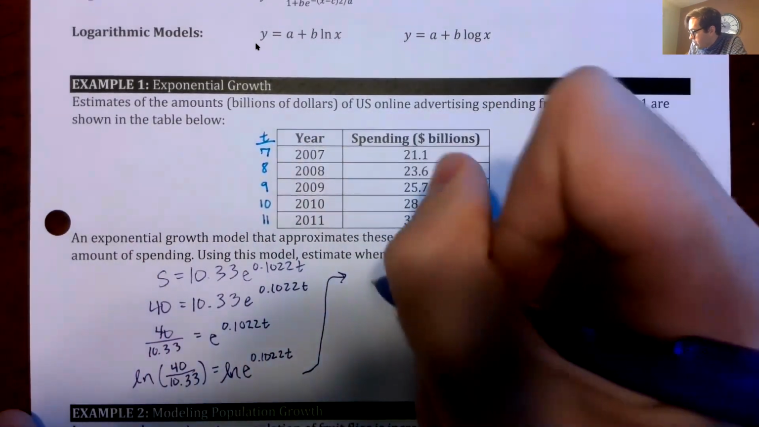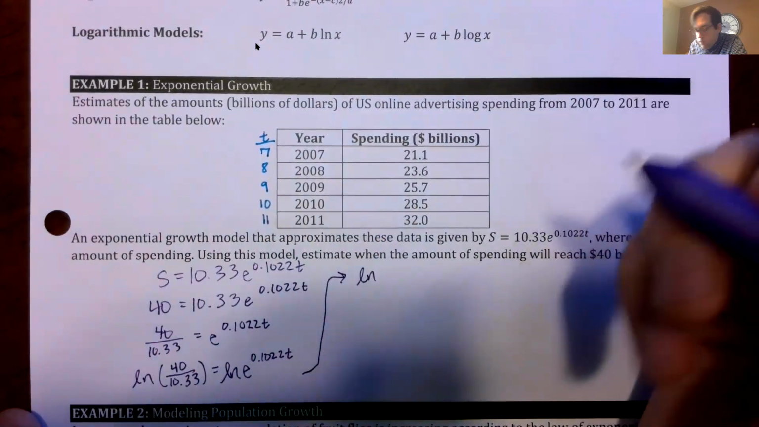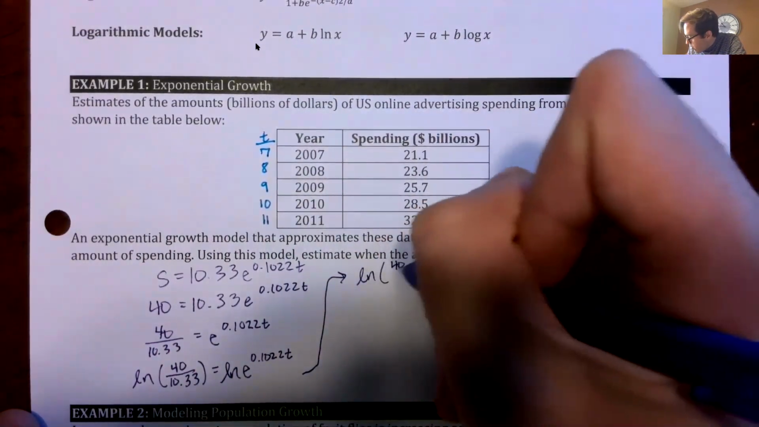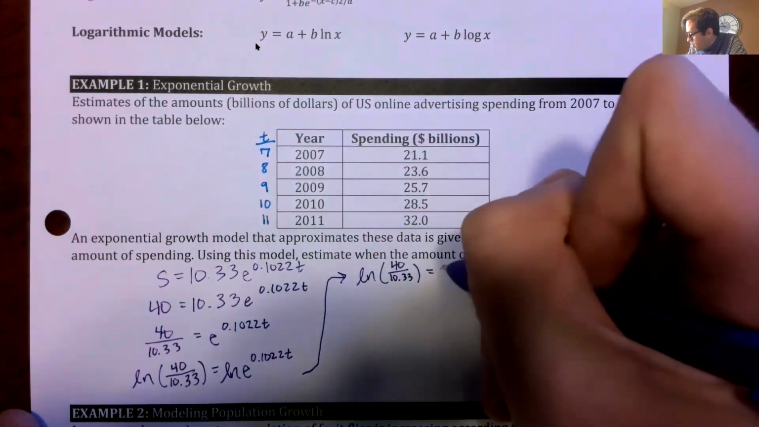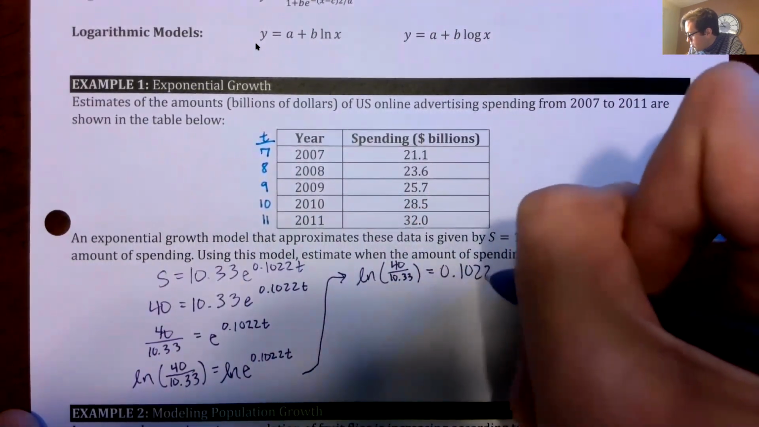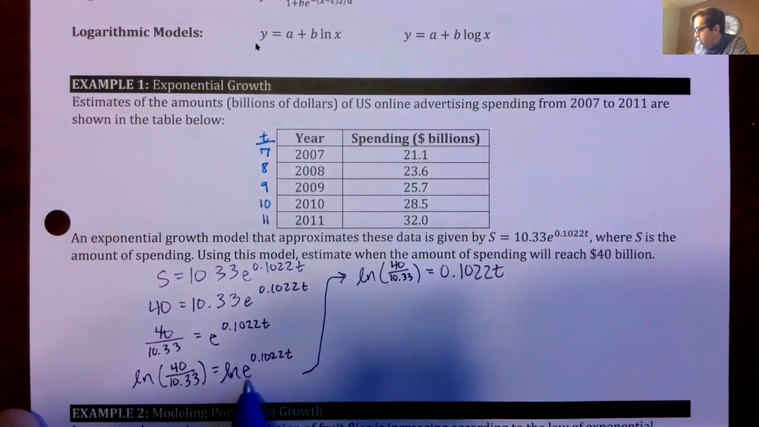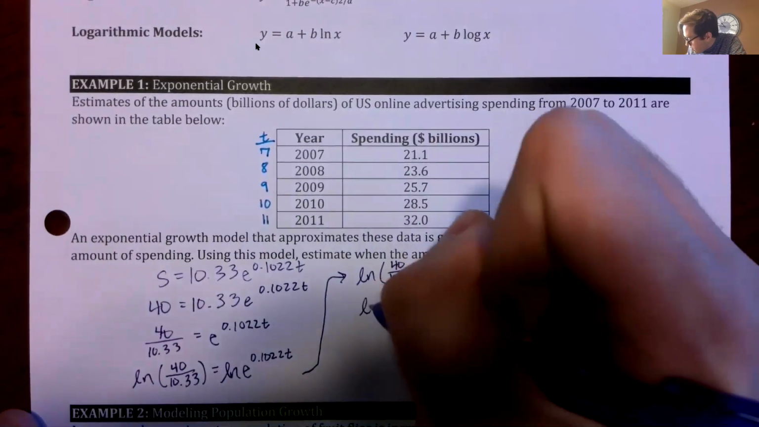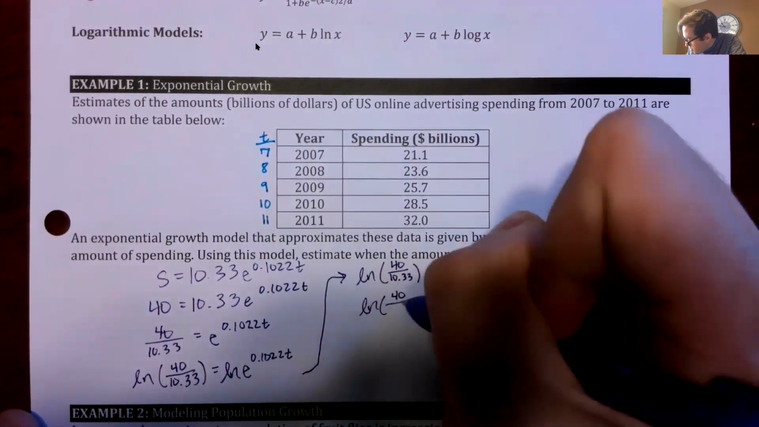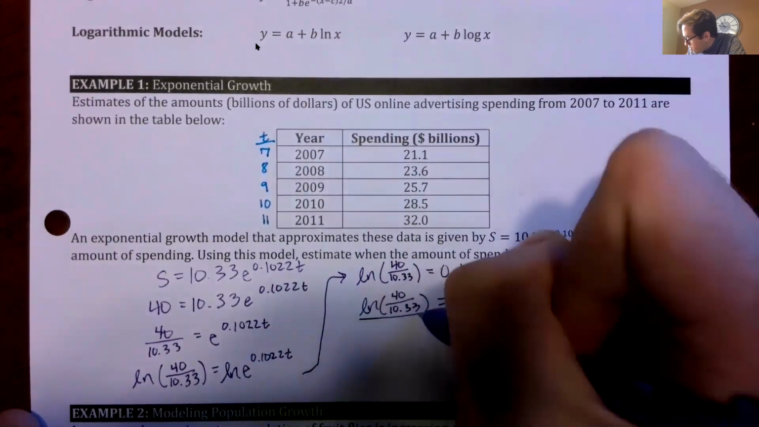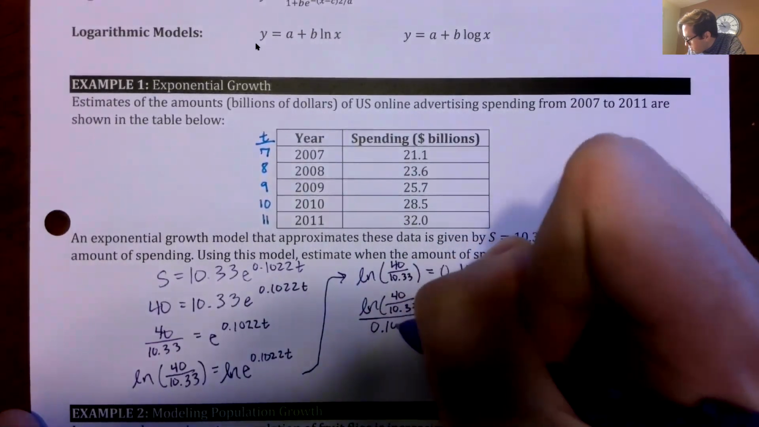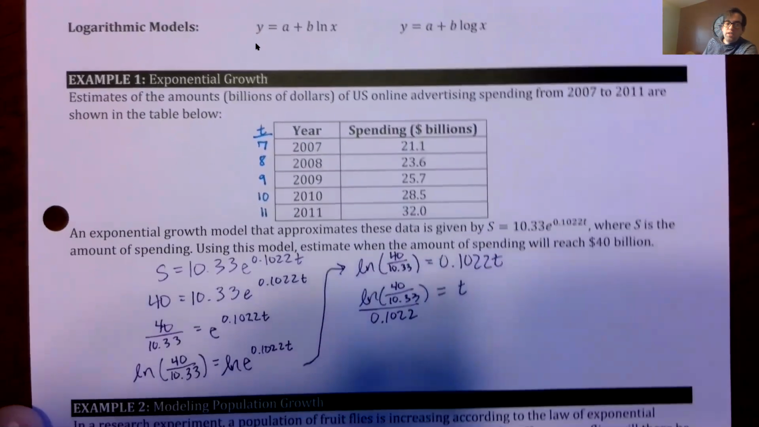We will, in the end, use the answer to approximate. So our next step is going to just have the natural log of 40 over 10.33 equals 0.1022t, right? Because the natural log and e cancel out. And now we can divide by 0.1022. And we've solved for t.